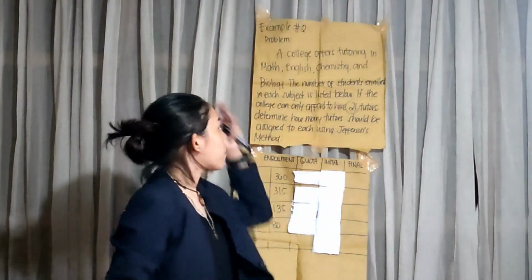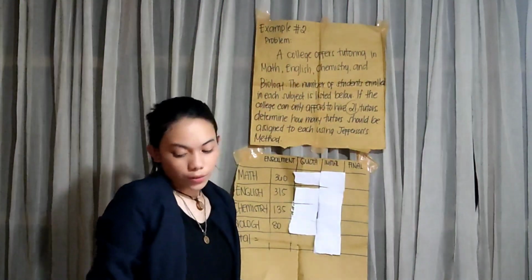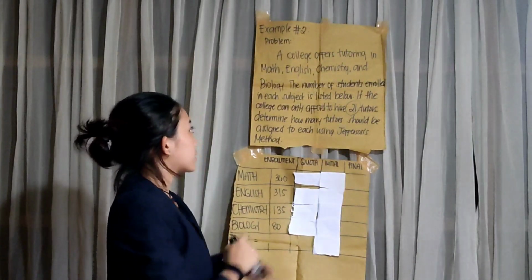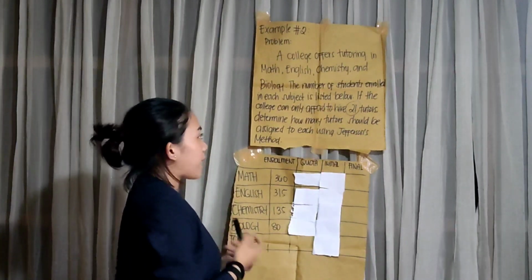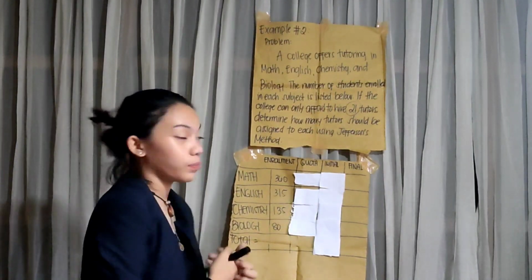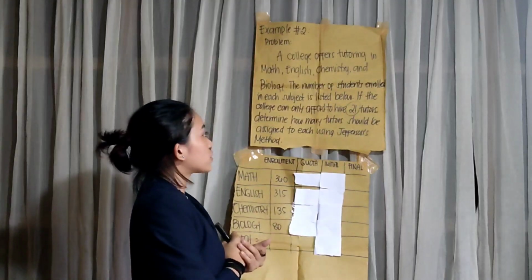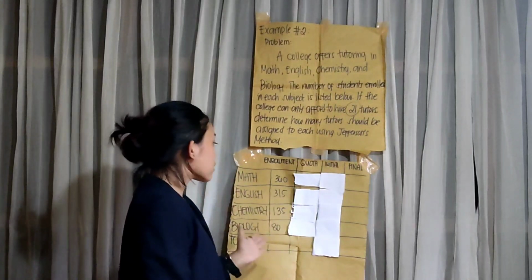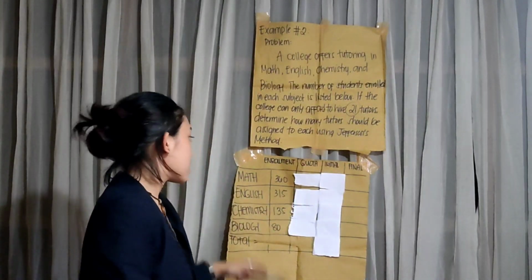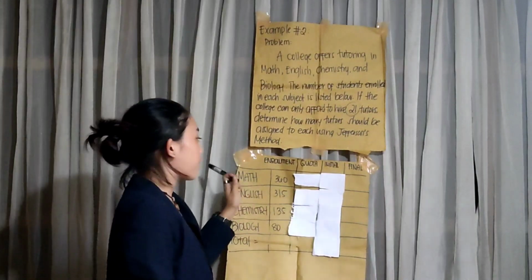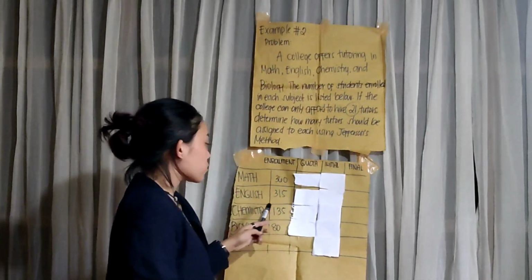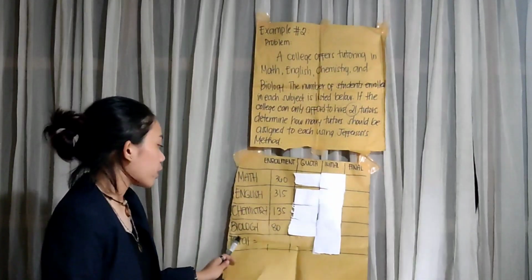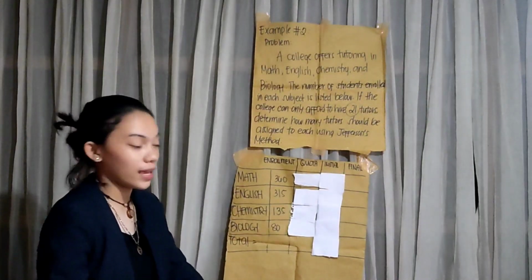Welcome to example number 2. The problem is: a college offers tutoring in math, English, chemistry, and biology. The number of students enrolled in each subject is listed below. In math, we have 360 students. In English, 315 students. In chemistry, 135 students. In biology, 80 students.